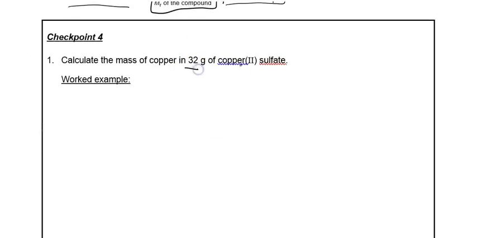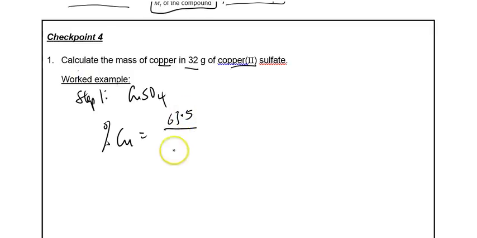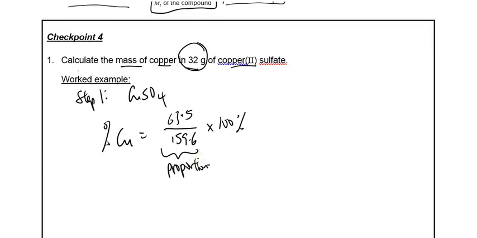Copper in 32 grams of copper 2 sulfate. So once again, step 1, we write down the formula, which is CuSO4. And now we can determine the mass of copper in 32 grams of copper 2 sulfate. So we need to determine the percent of copper first. The percentage of copper in copper 2 sulfate would be 63.5 divided by 159.6 times 100%. So this is the step for determining percent of copper. But now, since we know the mass of the sample, and this is the proportion calculation, we could actually do it in a single step, like this.